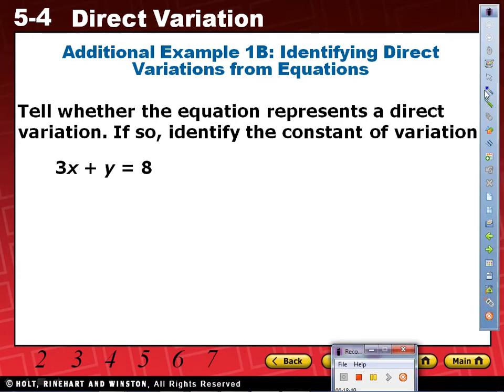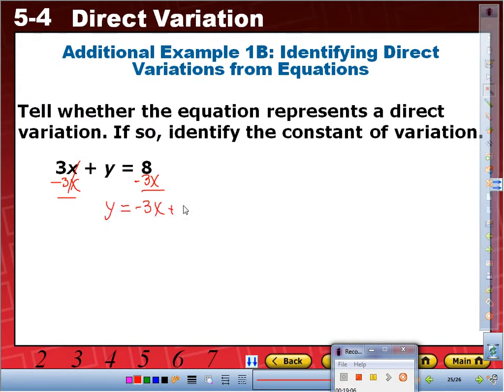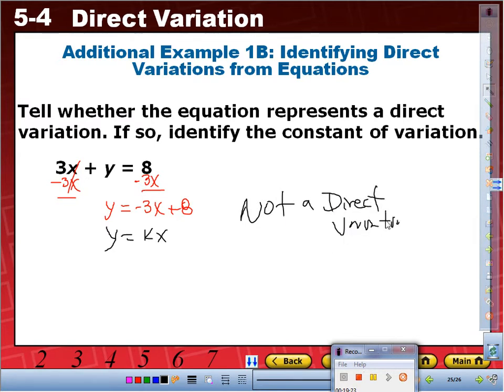Here we go. Guys, step 1, solve for y. So therefore, I need to get rid of this 3x. Is that correct? So I subtract 3x from each side. We're left with y equals negative 3x plus 8. Let's look at it. Step 2, identify if it's direct variation. Here's my form, y equals kx. Does it look like this? No, so this is not a direct variation. And since it's not, we don't do step 3 and we're done.